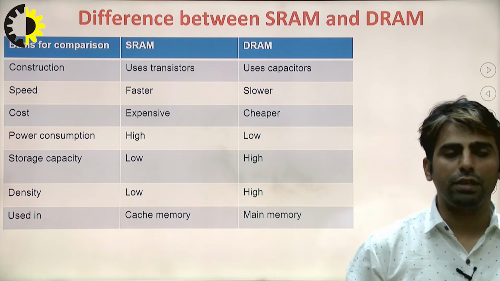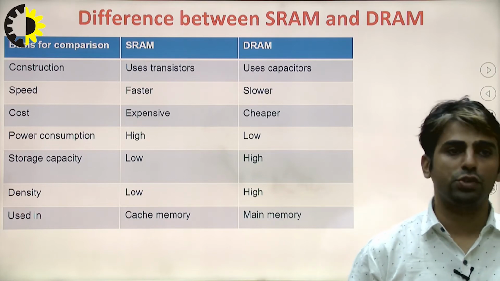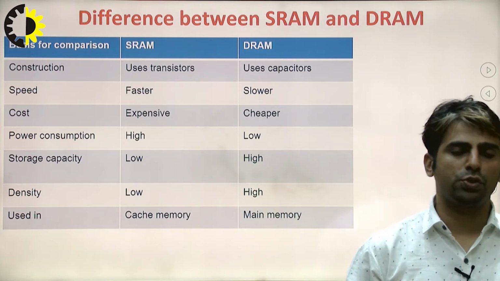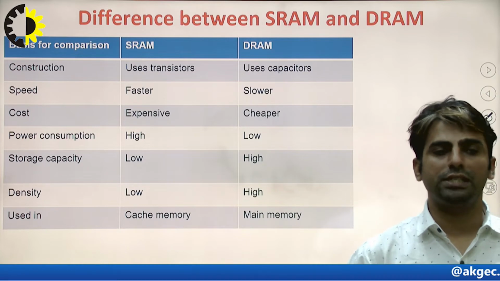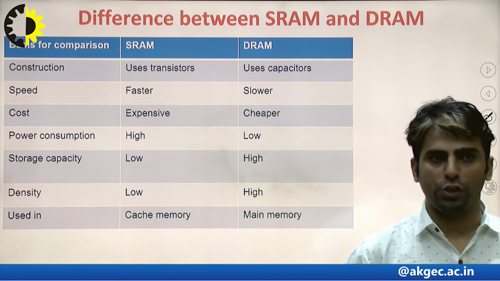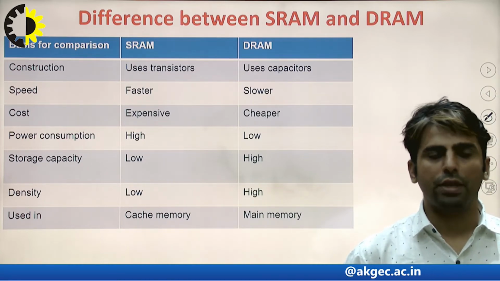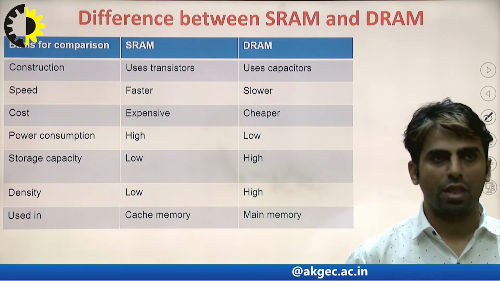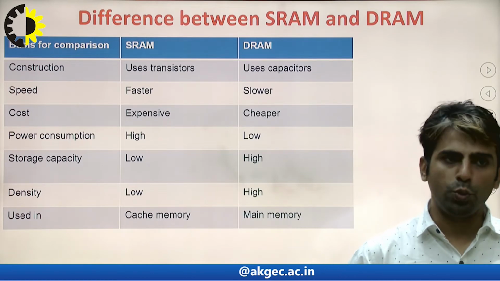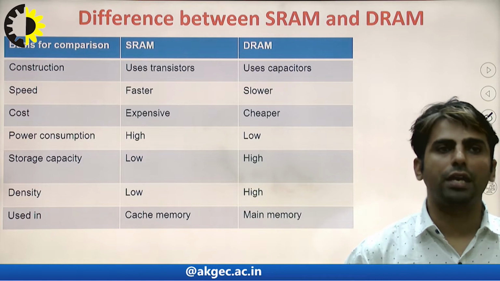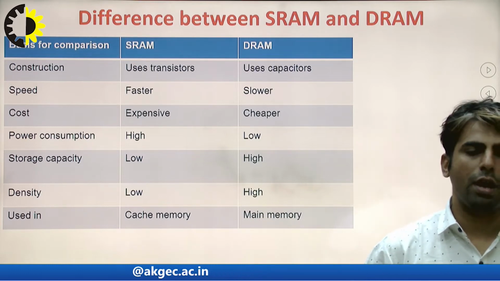Next, density, that means how many bits we can store. It is the same as storage capacity. Basically, in static RAM it is low, and in dynamic RAM the density is high. Static RAM is basically used in cache memory, and dynamic RAM is used in main memory.